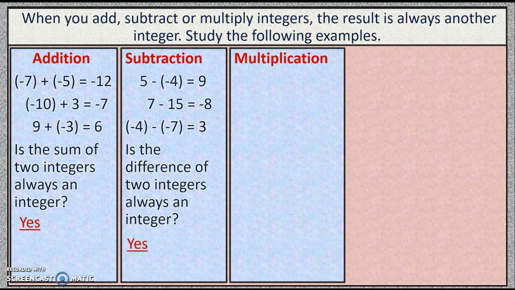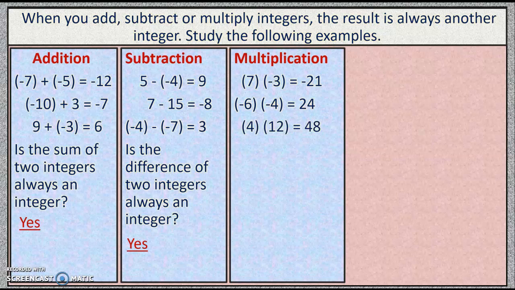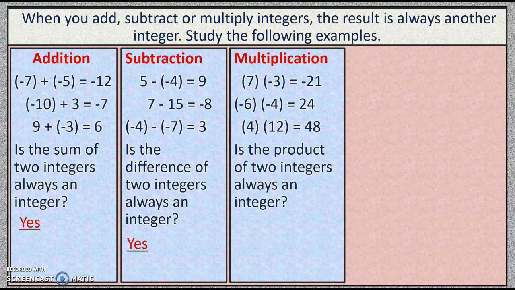For multiplication, 7 times negative 3 is negative 21. Negative 6 times negative 4 is 24. 4 times 12 is 48. Is the product of two integers always an integer? So it is also yes.